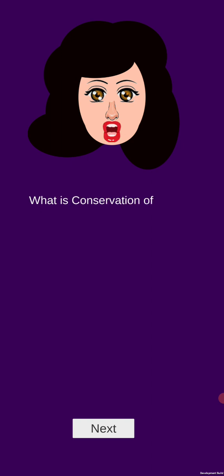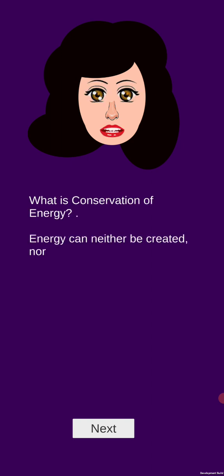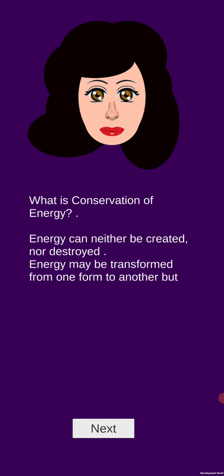What is conservation of energy? Energy can neither be created nor destroyed. Energy may be transformed from one form to another, but the total energy of an isolated system remains constant.